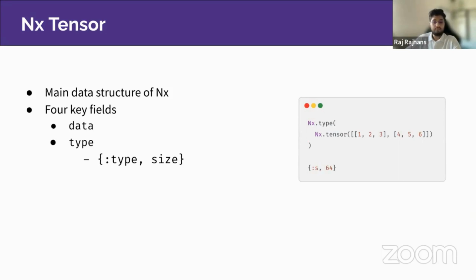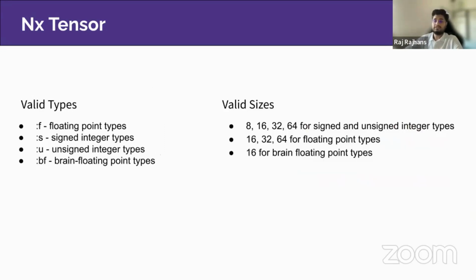That is where the type field comes in. So the type is represented as a tuple of the type atom and the associated size with it. For your reference, these are the typical valid types and valid sizes: float, floating point, signed integer, unsigned integer, brain floating point types as well. The size actually describes its precision, right? So if you're going for 64-bit types, it's going to consume more memory. It's going to be a bit slower, but they are going to be more precise than the 32-bit counterparts.